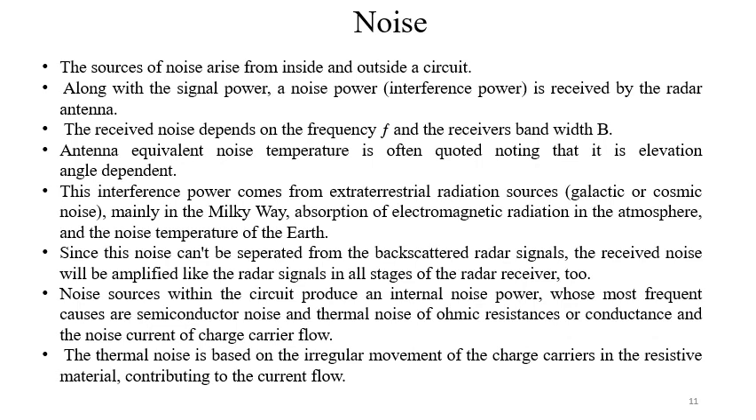This interference power comes from extraterrestrial radiation sources like galactic or cosmic noise, mainly in the Milky Way, absorption of electromagnetic radiation in the atmosphere, and the noise temperature of the Earth itself. Since this noise can't be separated from the backscatter radar signals, the received noise will be amplified like the radar signals in all stages of the radar receiver too.